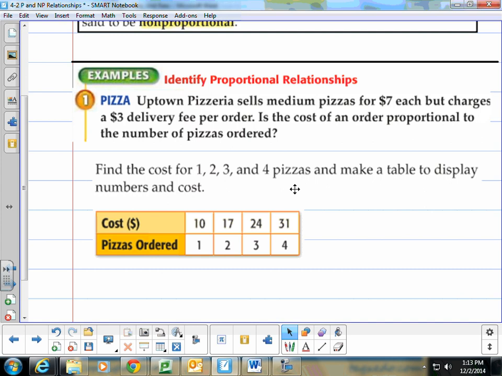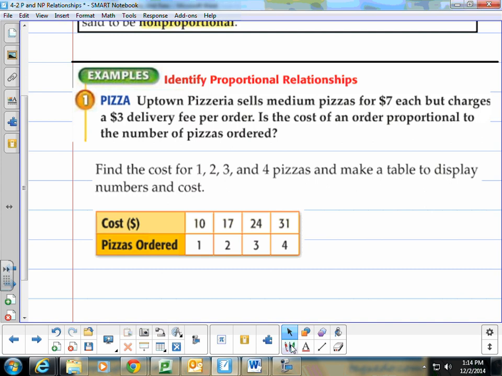If I order one pizza, it's going to cost $10 because of that $7 for the pizza plus the $3 for the delivery. If I buy 2 pizzas, that's going to be 7 plus 7 for 14, and then another $3 for the delivery. Notice the delivery cost, that $3, only happens once because it's only one order. Even though I ordered 2 pizzas, it's the same delivery fee. They're not going to bring you a pizza, go back, and come back with the other one. They're only delivering the pizzas once.